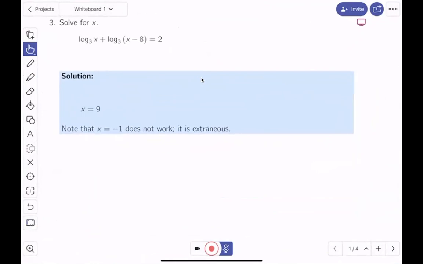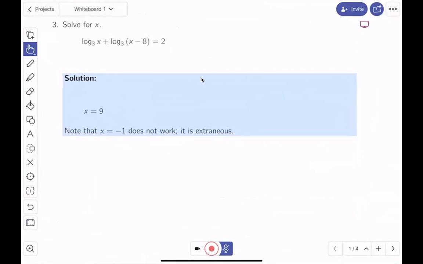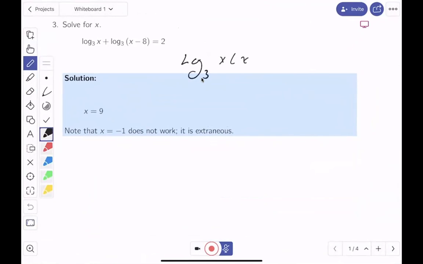Okay, so one thing I want to do is try to get just one log out of this. So I'll just keep rewriting it. It's going to be log base 3 of a product, and that product is x times x minus 8, and that equals 2. All right, I'm ready to rewrite it.